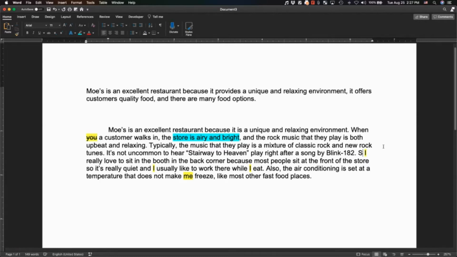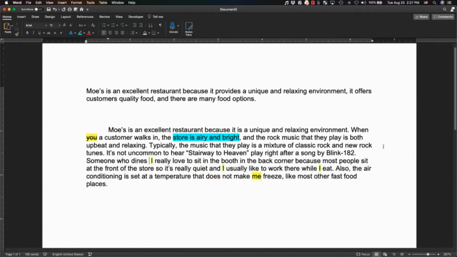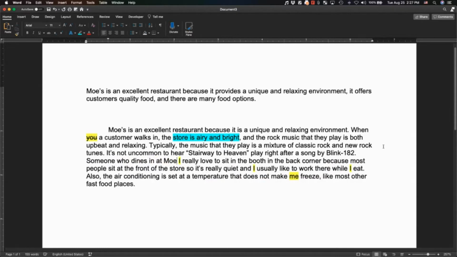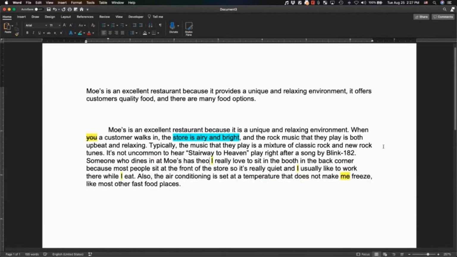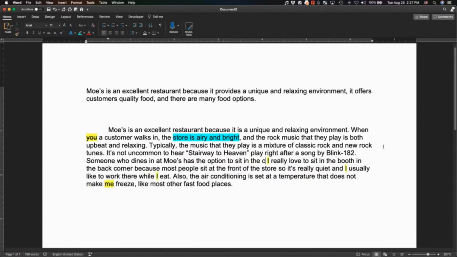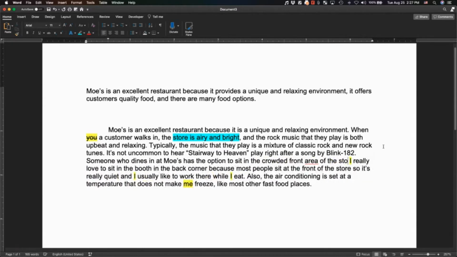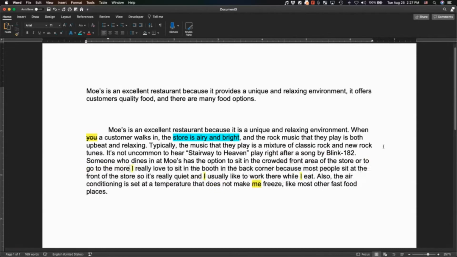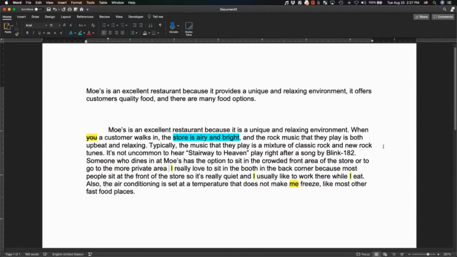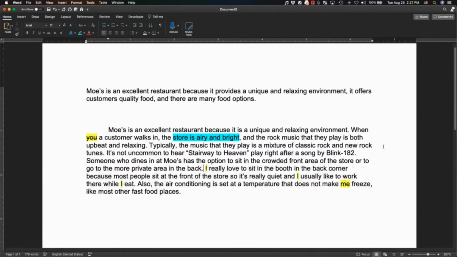Let's see. Someone who dines in at Moe's has the option to sit in the crowded front area of the store or to go to the more private area in the back.